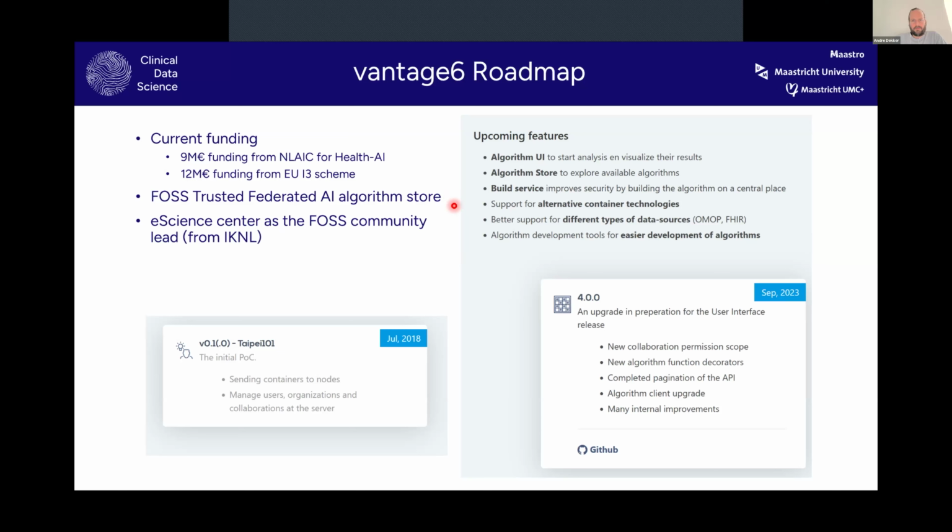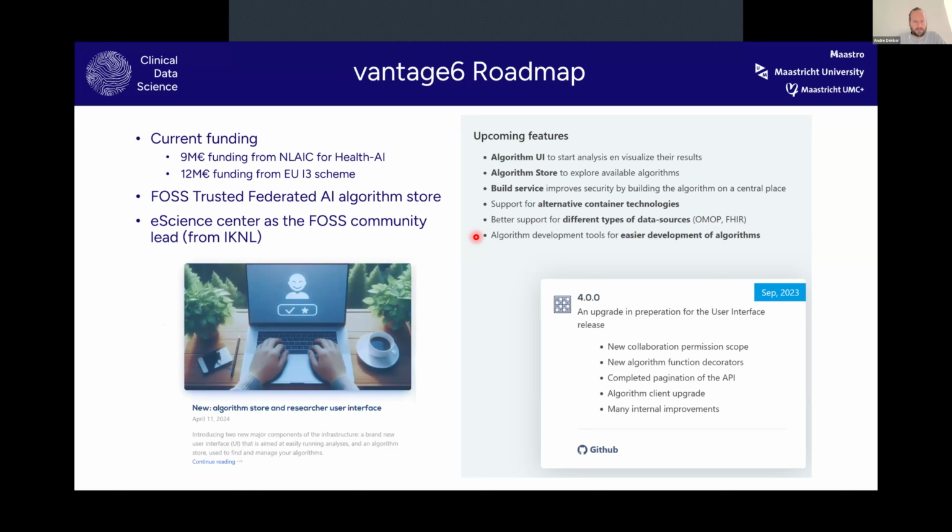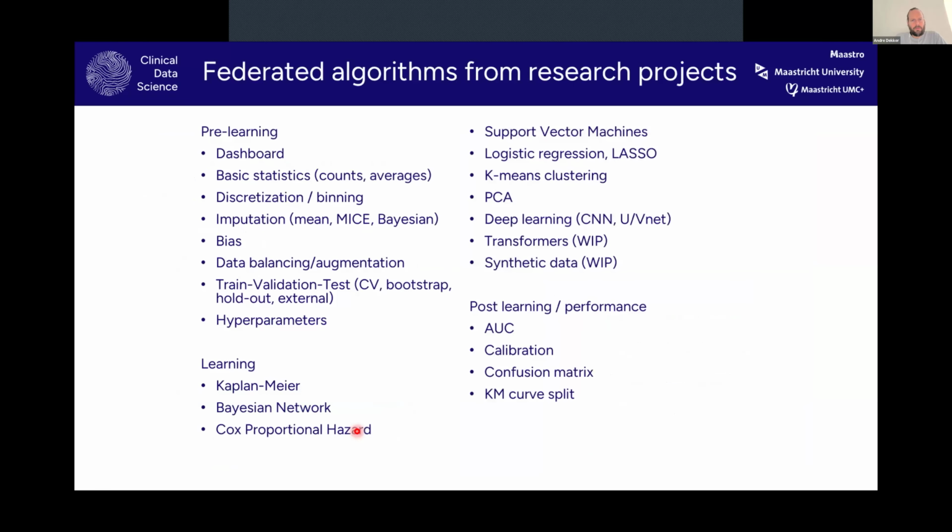We're also looking at Kubernetes, Kotlin, different container technology besides Docker, working on better support for different sources and easier deployment. And this is now, by the way, the recent version. It's April, so the algorithm store is now there. We just have to fill it further. And this is what we're filling it with.